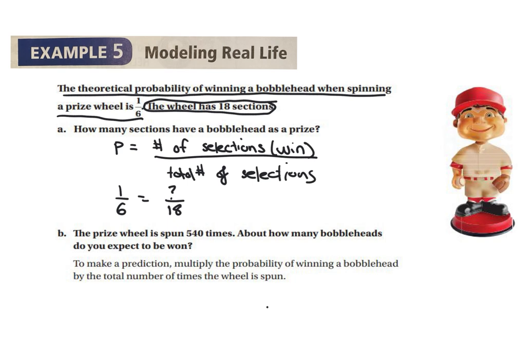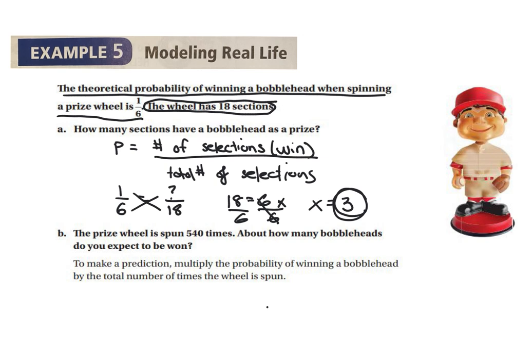And so now we can do cross product. 1 times 18 is 18. 18 equals 6x. Divide both sides by 6. And we get x equals 3. So 3 of the selections out of 18 have a bobblehead win as a prize.